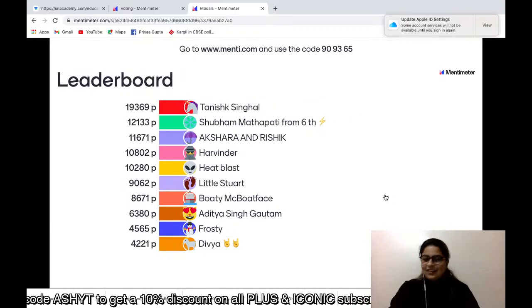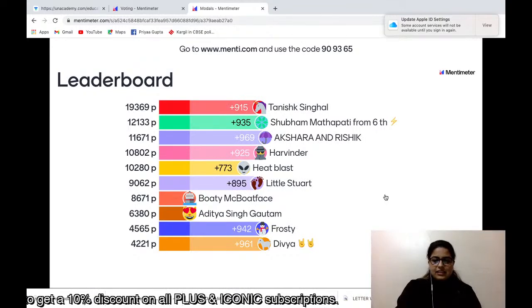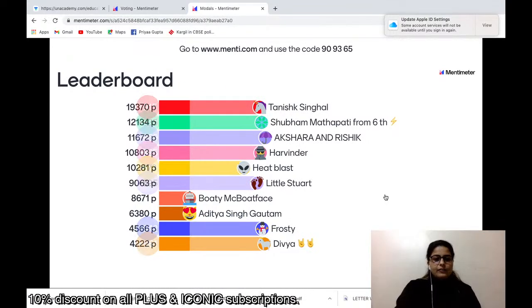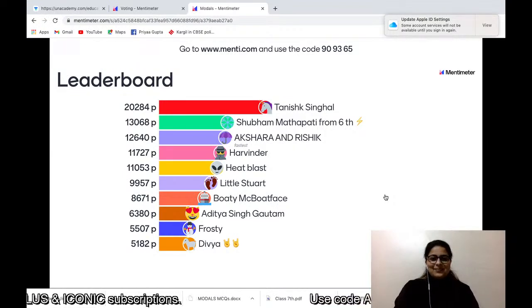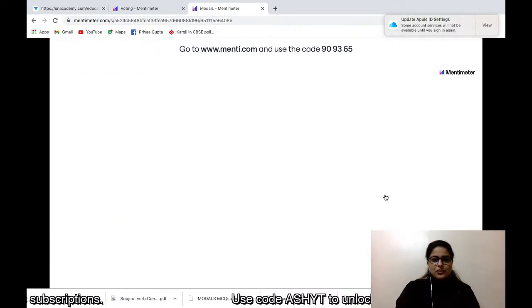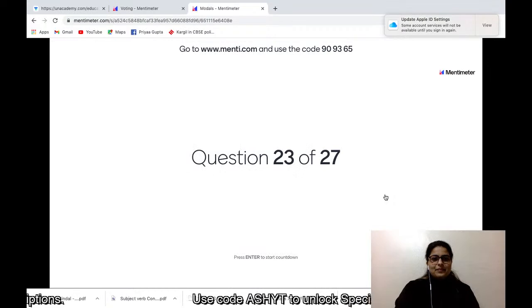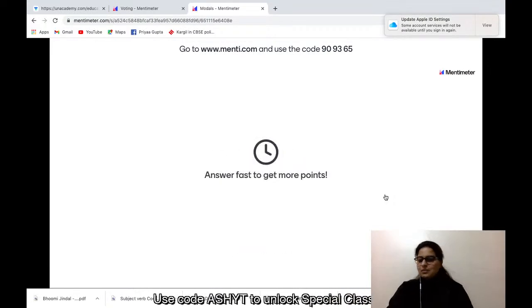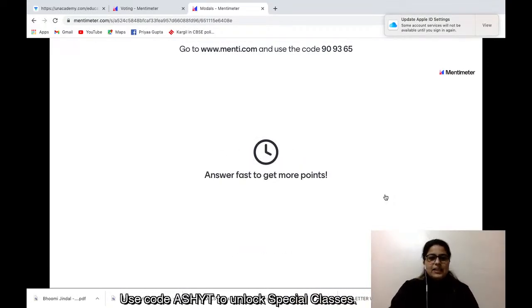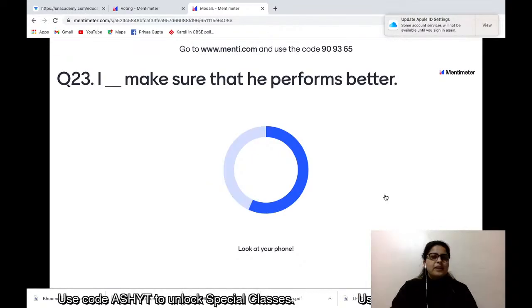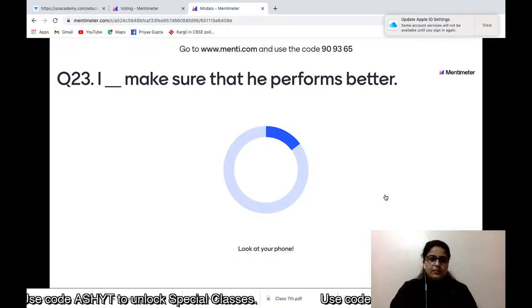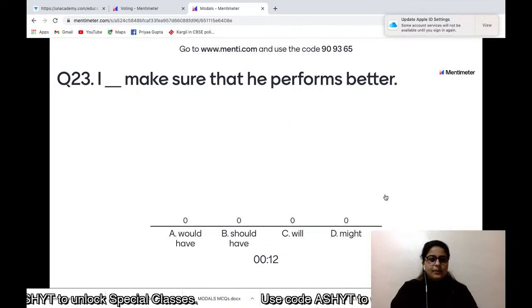Easy, huh? Easy peasy? Yeah, Divya, this one was easy. Moving ahead after looking at the leaderboard. Tanishk and Shubham still on the top. Back up, kids. Akshara was the fastest in this one. The last question. Moving ahead. Question number 23 on the screen. I dash make sure that he performs better. Choose the most appropriate answer, ladies and gentlemen.